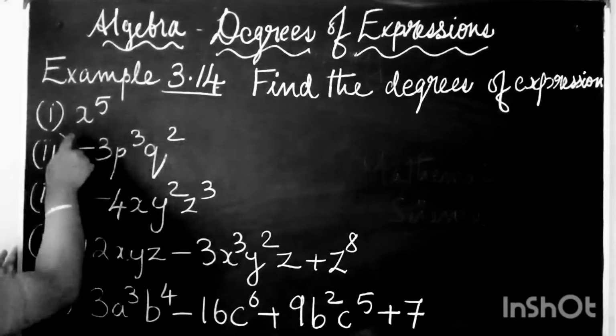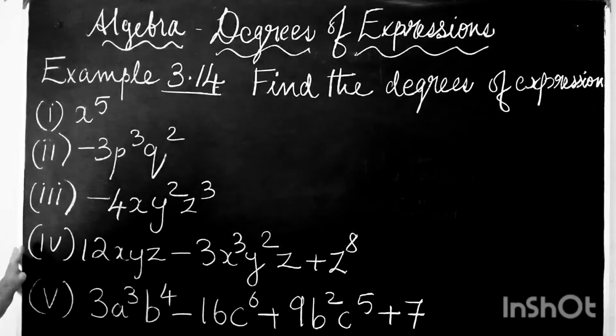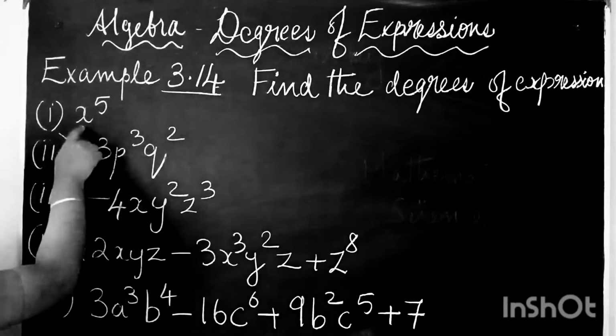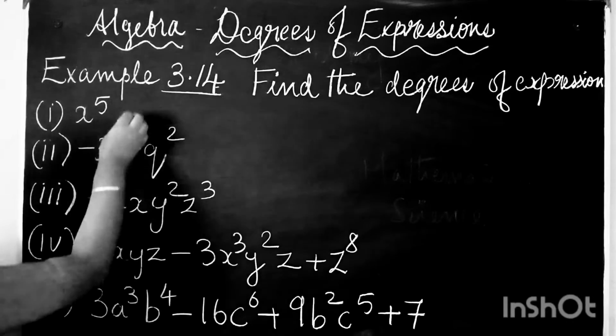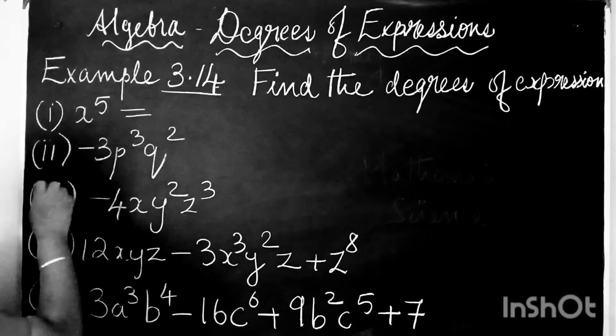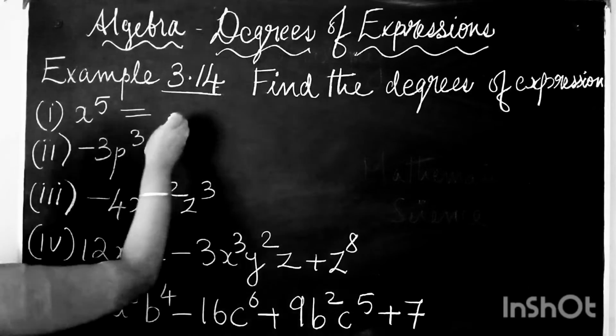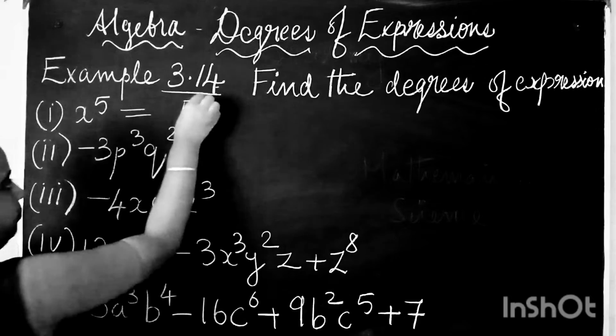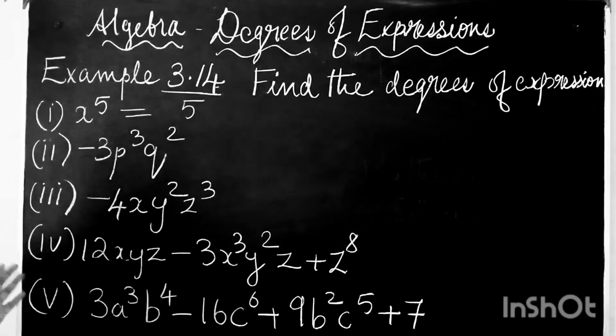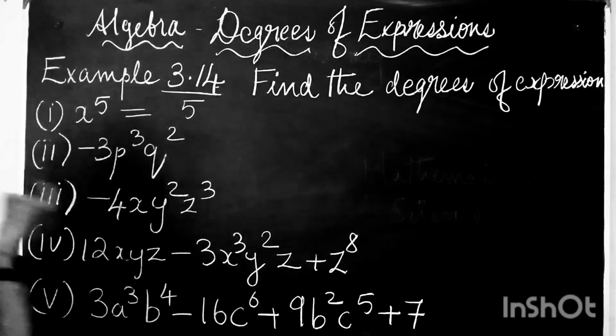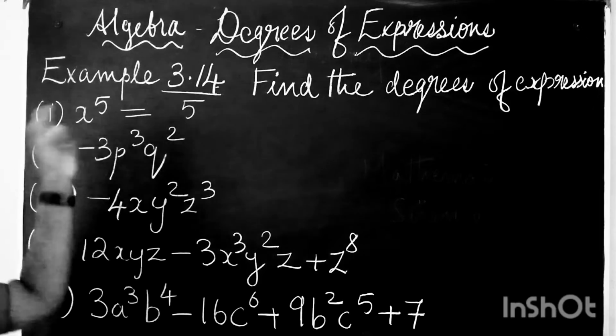Now let us look at the first expression here, x to the power 5. In this expression there is only one term, and the power of that one term is 5, so the degree is 5. Because there is only one term and in that term the power is 5, the degree of this expression is 5.